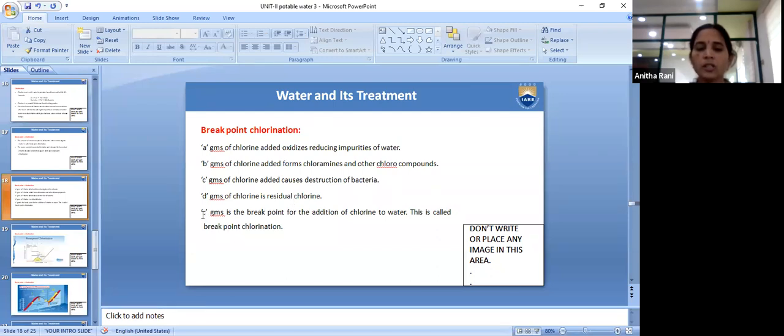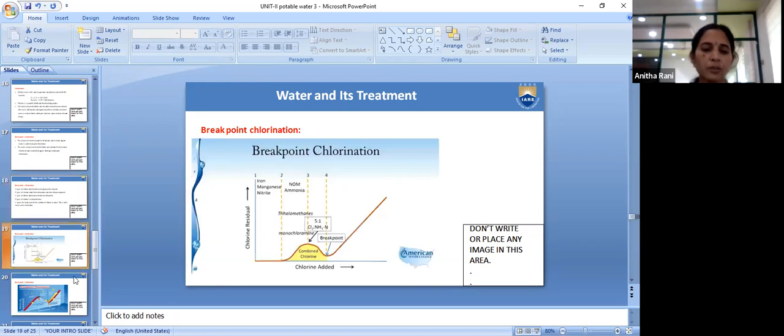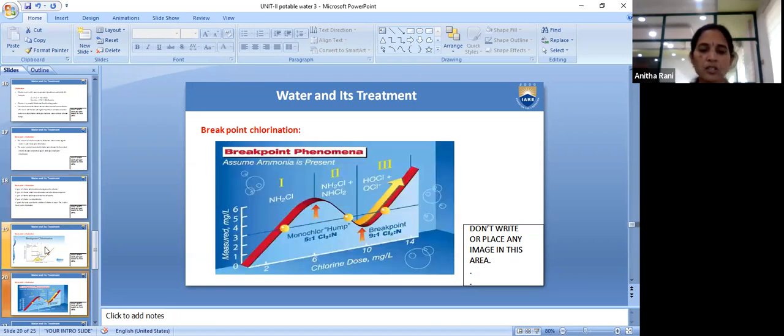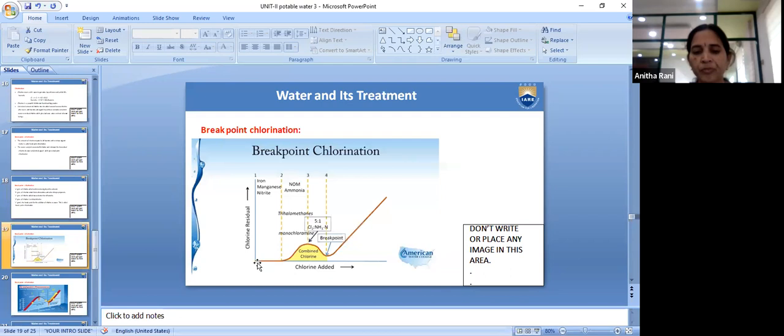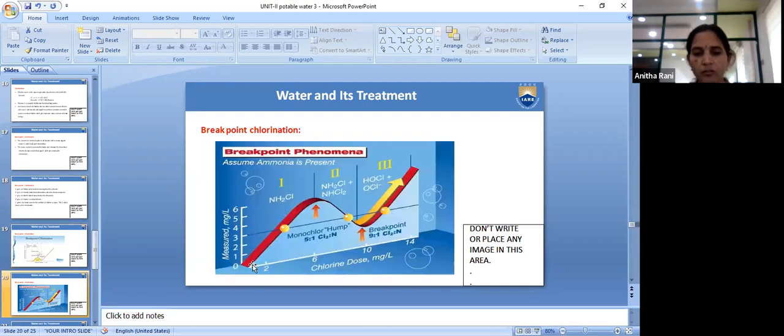Now here, we can see the graph. Everybody look at the graph now. You can understand very clearly. So initially, when we are adding 0 to 2 milligrams, it oxidizes all reducing impurities present in water. After 2 milligrams, you can see the curve slowly increasing.